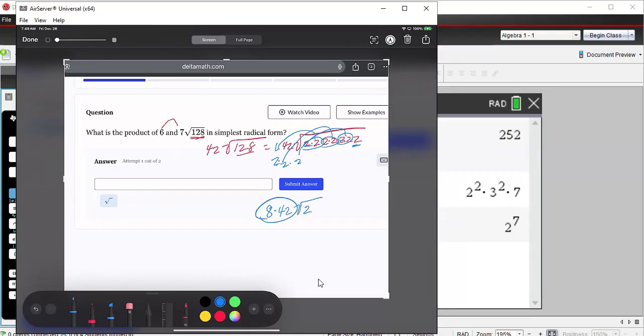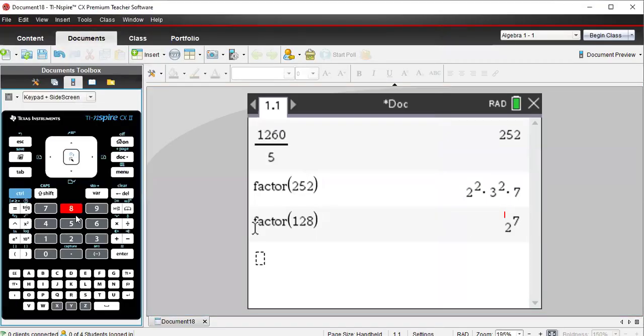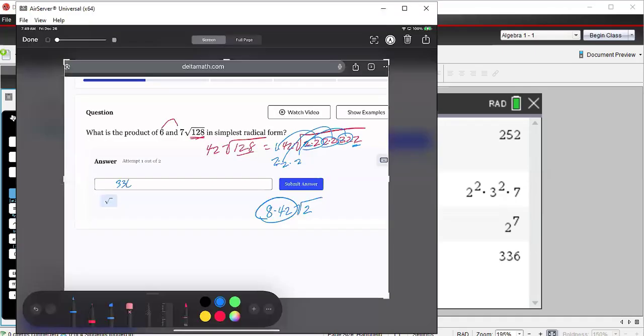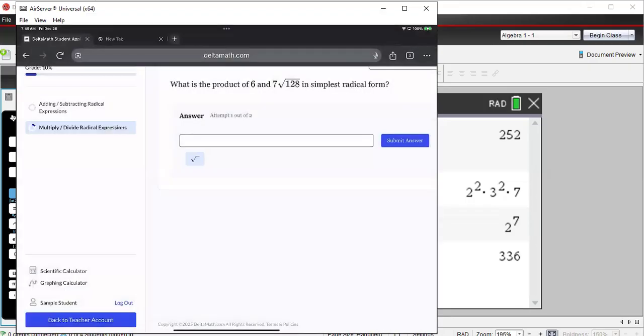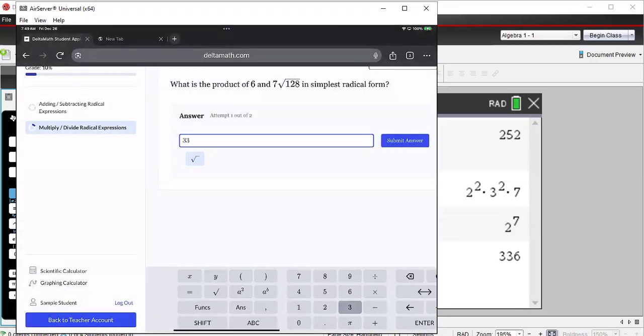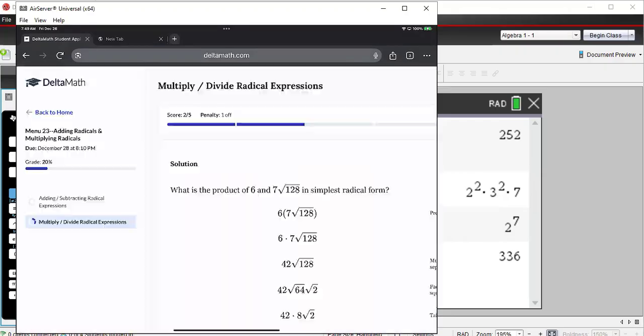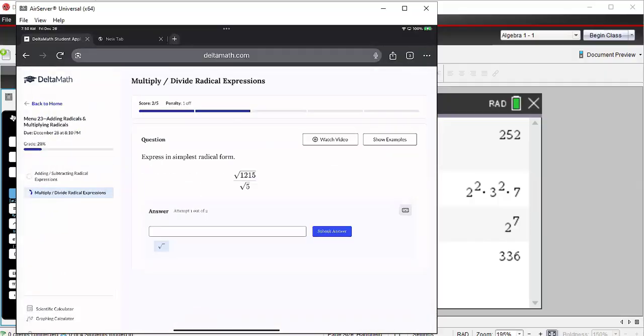So what's 8 times 42? Let's go here. 8 times 42. How come it's 8 times 42? That is 336. So our answer is going to be 336 times the square root of 2. Let's go ahead and enter that and see what we get. 336 times the square root of 2. Submit. Nice.